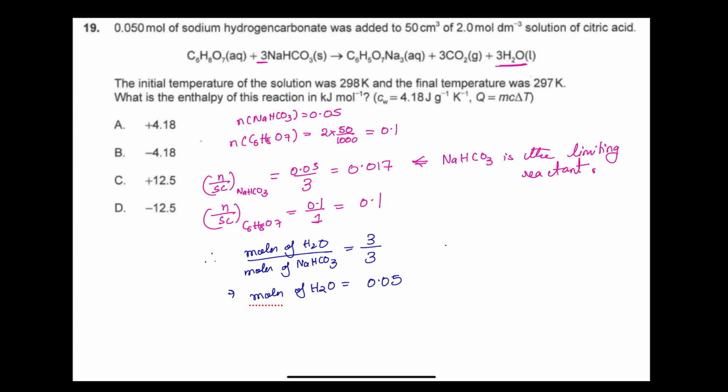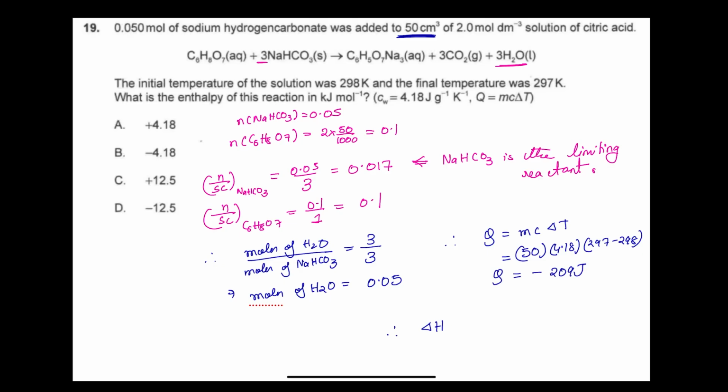Next, you have to find the heat produced, which is mc delta T. So, mass of the mixture: 50 centimeter cube. We'll just take water. 50 centimeter cube of water will have a weight of 50 grams. So 50 times c, which is 4.18, times delta T. Delta T would be final temperature minus initial temperature. If I solve this, I'll get minus 209 joules. That is the heat produced.